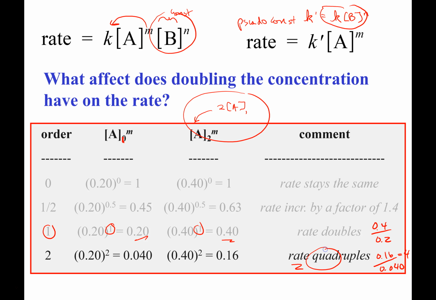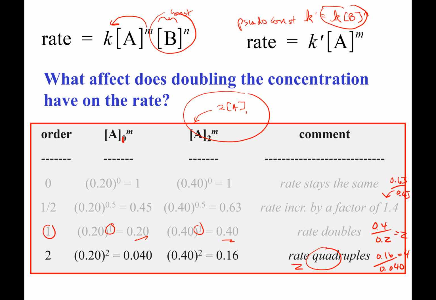And of course, quad meaning 4. It will increase by a factor of 4 times. When will that happen? Well, if you double the concentration and it's second order, okay, your rate will quadruple. This was 2. And this guy right here, 1.4, was, what do we say, 0.63 divided by 0.45.